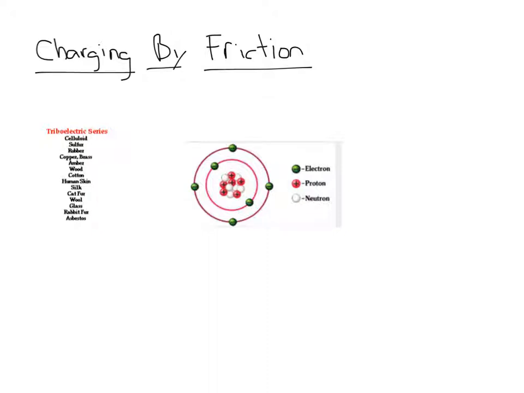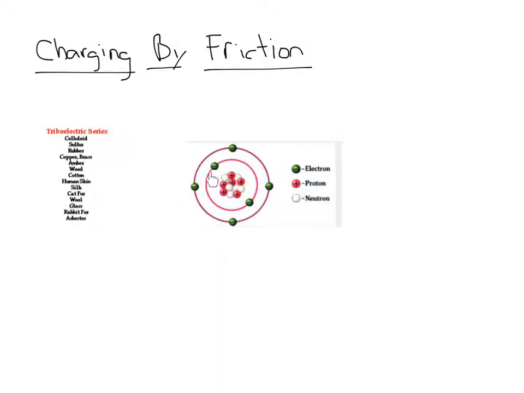One way I can charge an object is charging by friction. We'll do this in class, but this is just rubbing a rubber rod onto cat fur for now. There's something called the triboelectric series. You don't have to memorize this, but you might want to put it on your equation sheet. This is a list of how well substances grab electrons from other substances.